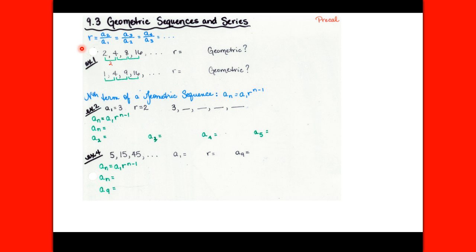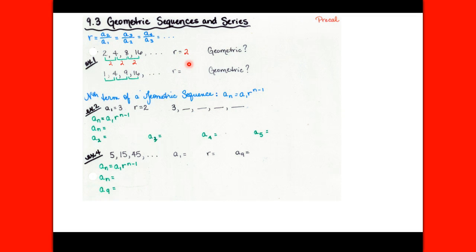And so that's exactly what happens in the first couple of examples here. They ask us to tell whether the sequence they give me is geometric or not. So I can go through and say, okay, 4 divided by 2 is 2. 8 divided by 4 is 2. 16 divided by 8 is 2. So yeah, I have a constant ratio of 2. So yes, this is geometric.